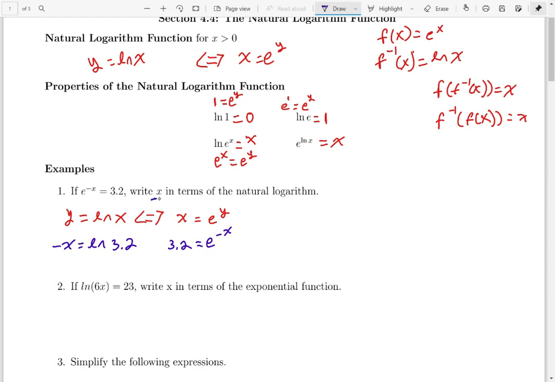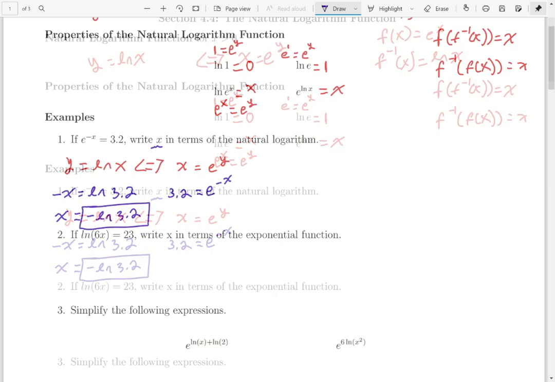And so then they want us to write x in terms of the natural log, and so really I need to solve this thing for x, but that just means I divide both sides by the negative. If I divide both sides by negative 1, I then get that x is equal to negative natural log of 3.2. And that's the solution that we're looking for.